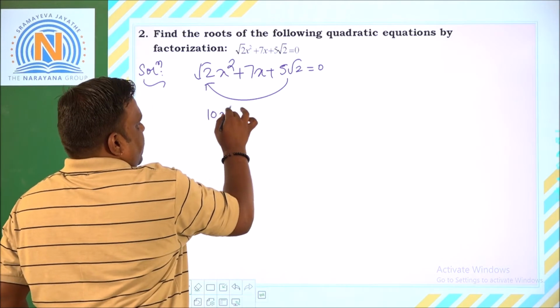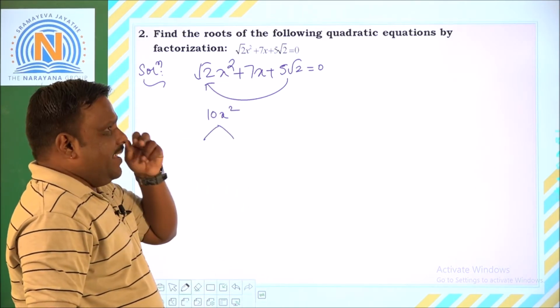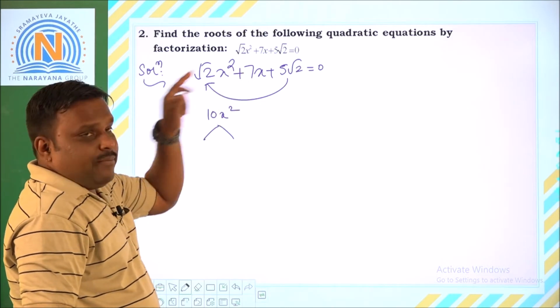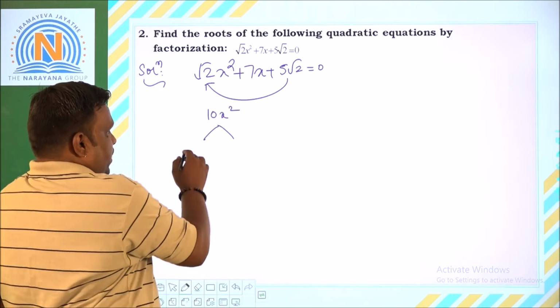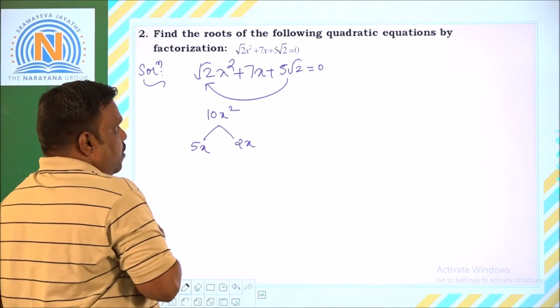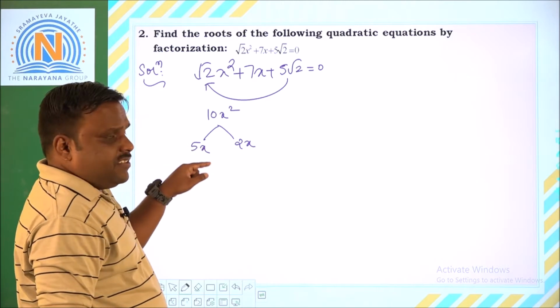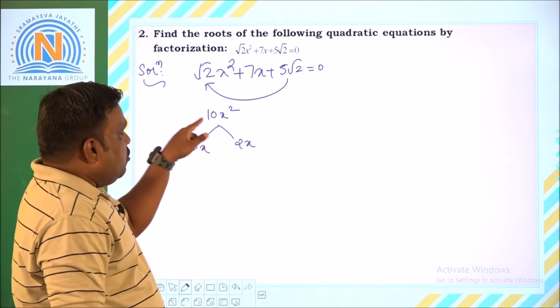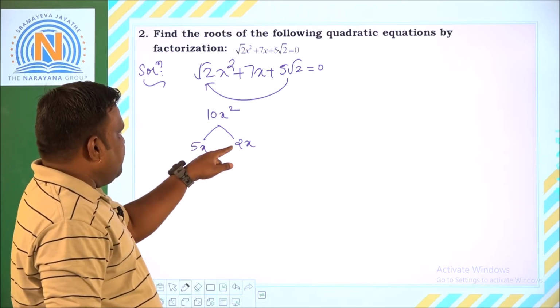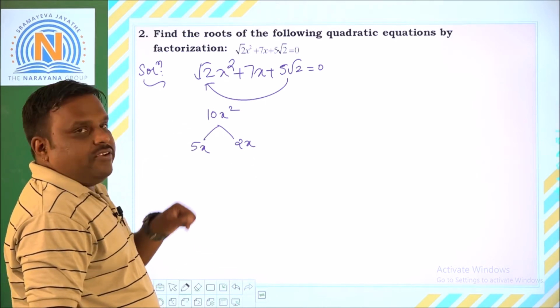So 10x square. Now you have to take out the factors in such a way that when you multiply you must get 10x square and when you add you must get the middle term, that is 7. So we'll get the factors as 5x and 2x. Now if you observe the factors here, 5x and 2x, if you take both as positive and multiply them, you will get 10x square. Even if you take both as negative, we are going to get positive 10x square only.